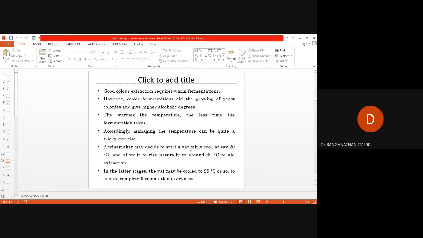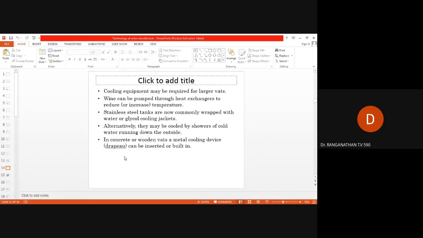A winemaker may decide to start a vat fairly cool at around 20 degrees centigrade, but during the course of fermentation, the temperature rises and reaches around 30 degrees centigrade to aid better extraction of the color. Later, the vat may be cooled to 25 degrees centigrade to ensure complete fermentation to dryness. What do we mean by dryness? Complete conversion of sugar to alcohol. Dry wine is one which has no sugar but full alcohol, which is something like 11 to 13% alcohol.